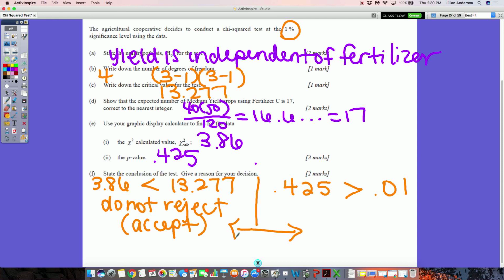Okay? And just to go another step further, it may ask this, but I doubt it. But for your IAs, if you do decide to do chi-squared, don't just say, oh, so we're not going to reject it, we're going to accept it. Don't just leave it at that. Go a little bit further and say, well, that's kind of interesting because you would think the type of fertilizer you use, agricultural people, would produce more crops, right?